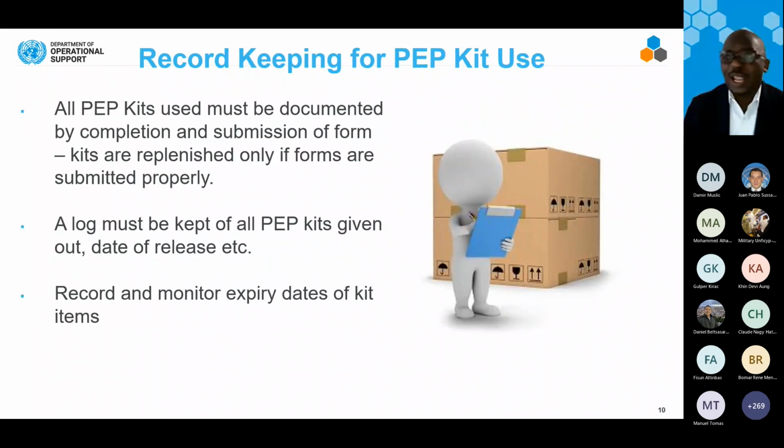Then, record keeping for PEP kit use. This is very, very important also, because if we don't do proper documentation at our end as custodians, we will not know when we are exhausting all the kits that we have. We may just run out of kits suddenly because of lack of proper documentation of which kits we have used, how many we have remaining, when we released the kits, when we are supposed to provide kits to other colleagues that may be requesting them, and also when the kits will expire.